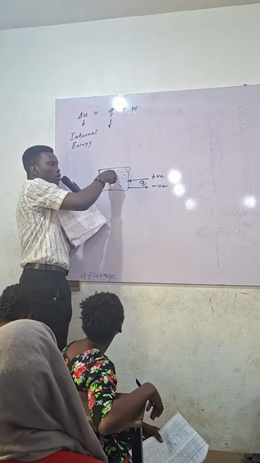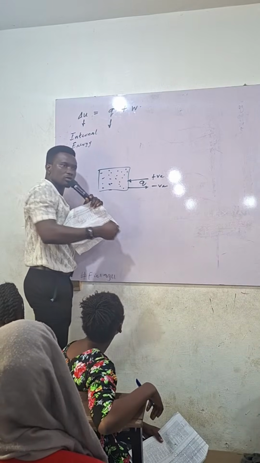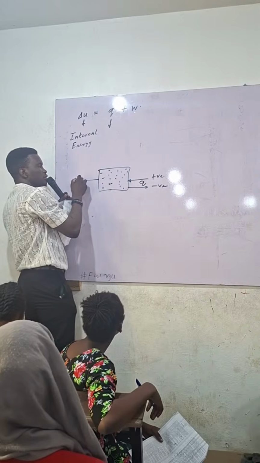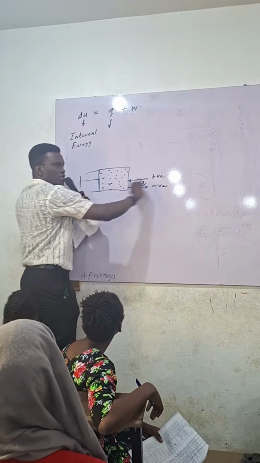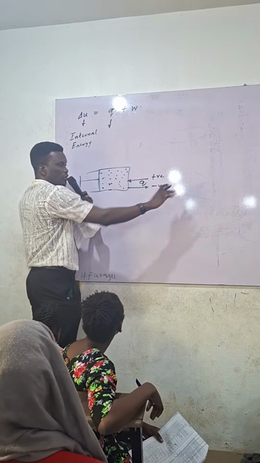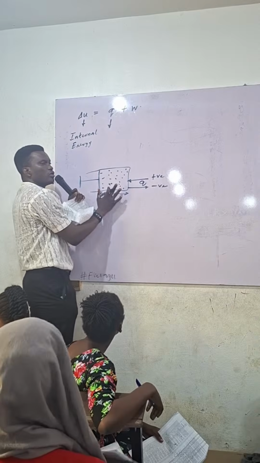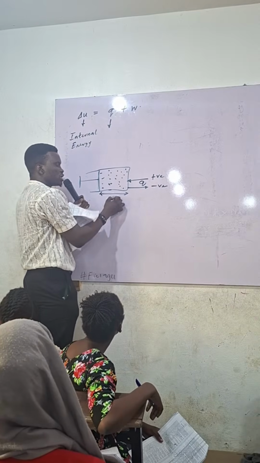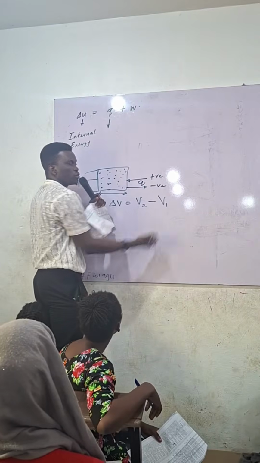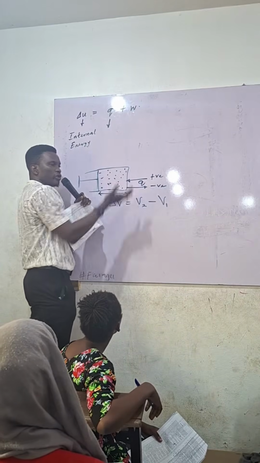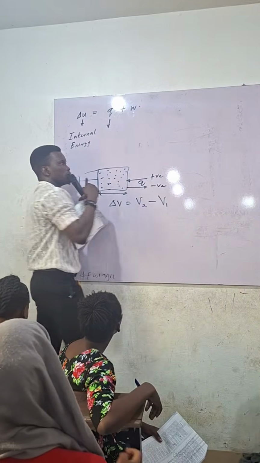You can do work on a system by pushing the gases together, compression. So if you have a piston, you can push it down and change the volume. So the change in volume can be V2 minus V1. Now, what is work done?